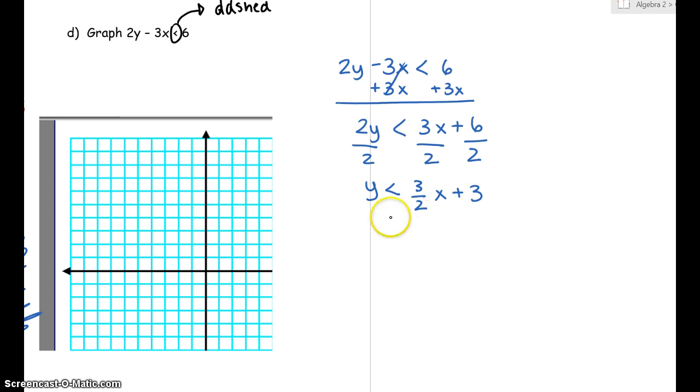So here's our inequality. And once again, I'm going to circle that this will result in a dashed line because it's not equal to, it's just less than. Alright, we're going to start graphing the line. So let's start at 3. 1, 2, 3. Here's the point. And we're going to use our slope. Up 3 over 2 to the right. Positive 3, positive 2. Alright. And here's our dashed line.